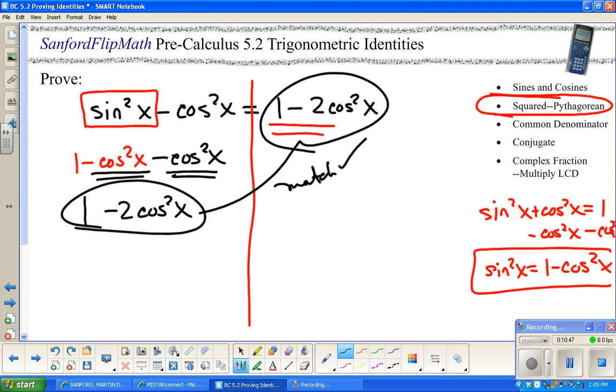Now, please note that you need to do actual mathematics. I need to see the substitutions happen item for item. You cannot just throw something in there and say, look, I got them to match. That doesn't work.